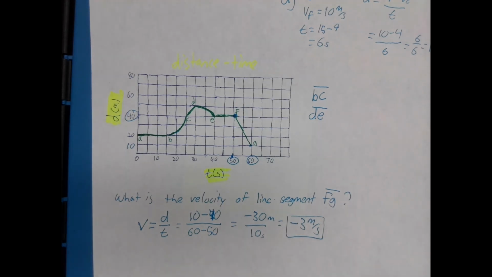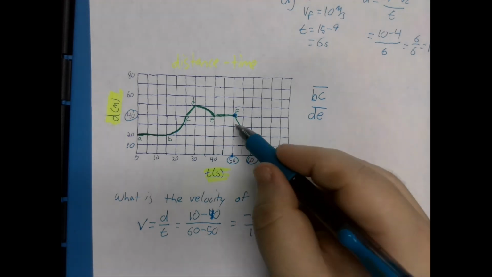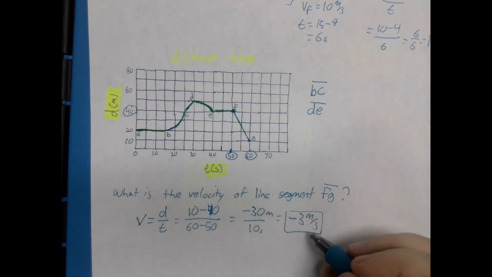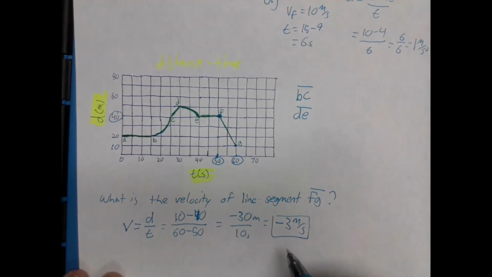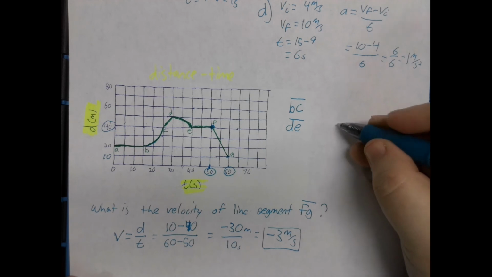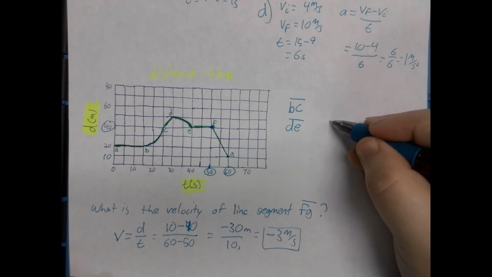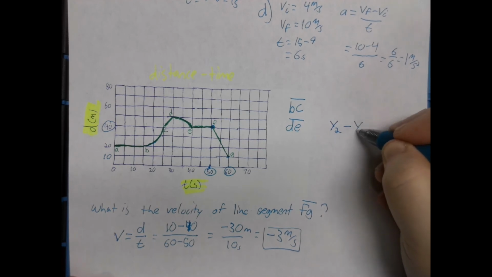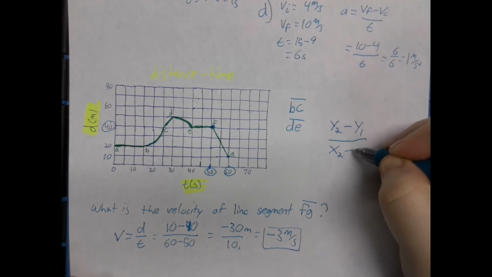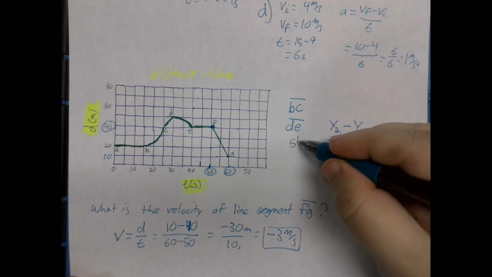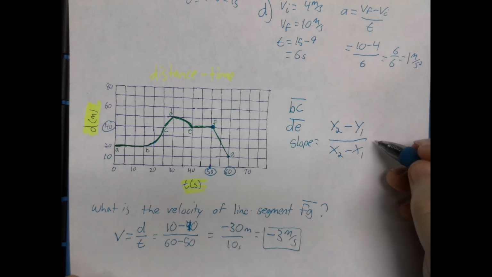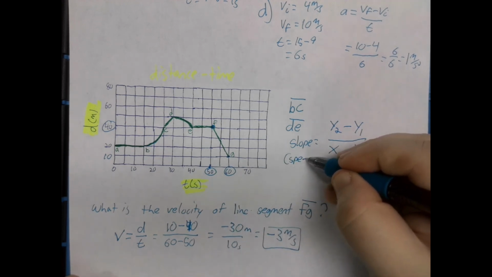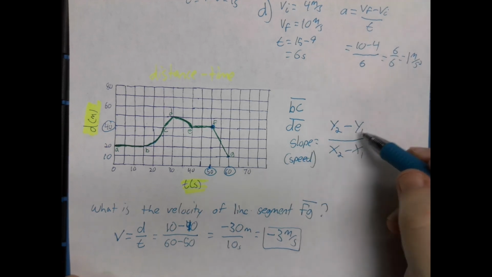It's the same thing as doing slope. The slope of this line is going to be your speed. If you remember back to whenever you did slopes in your math classes, you take your y2 minus your y1 and divide it by your x2 minus x1. This is what your slope is equal to. Your slope for a distance time graph is going to be the same thing as your speed. So speed is equal to the slope.